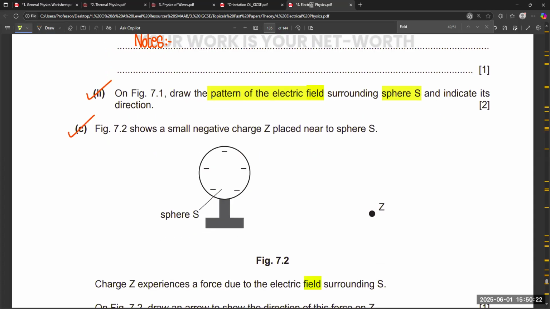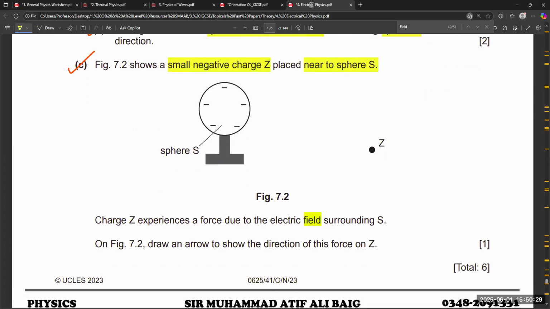Figure 7.2 shows a small negative charge Z placed near sphere S. Charge Z experiences a force due to the electric field surrounding S. Draw an arrow to show the direction of this force on Z. So Z is also a negative charge, so definitely this sphere S repels the negative charge Z. It will move in the direction away from the sphere S, right?